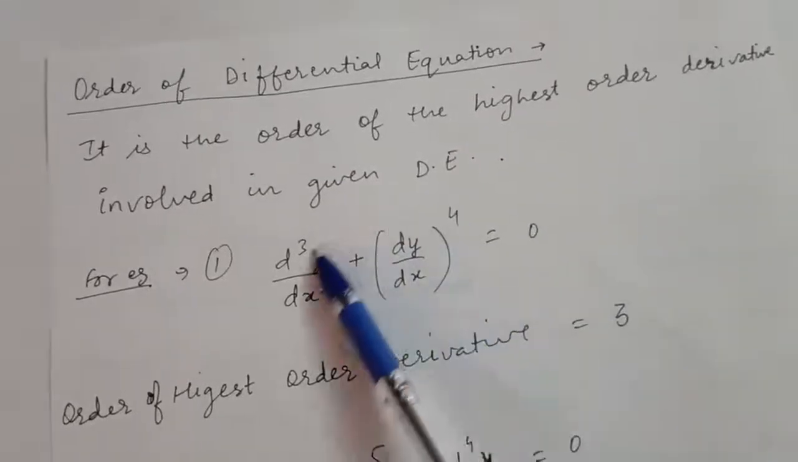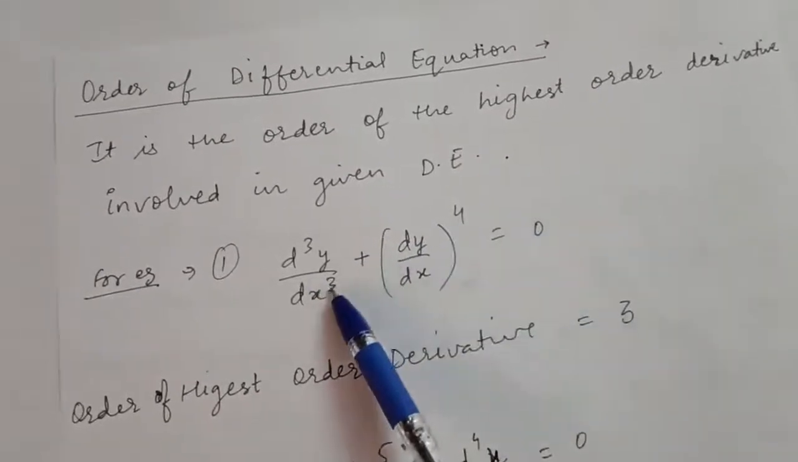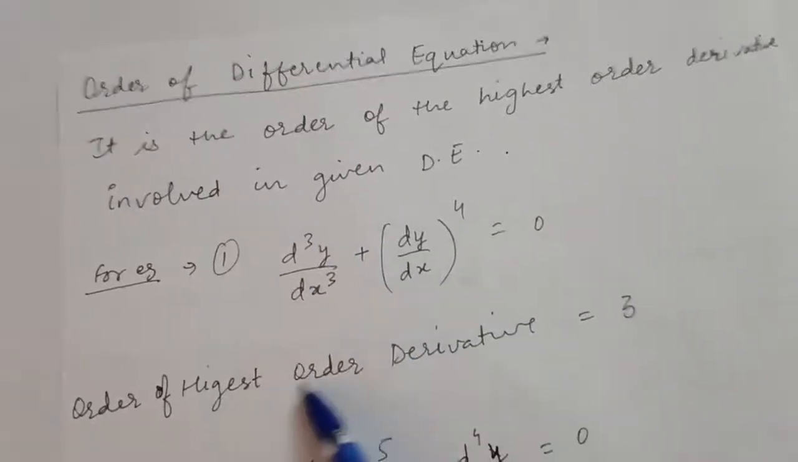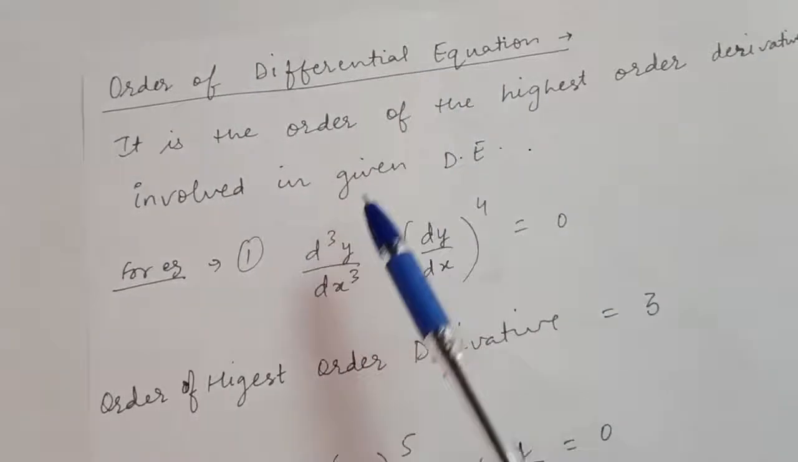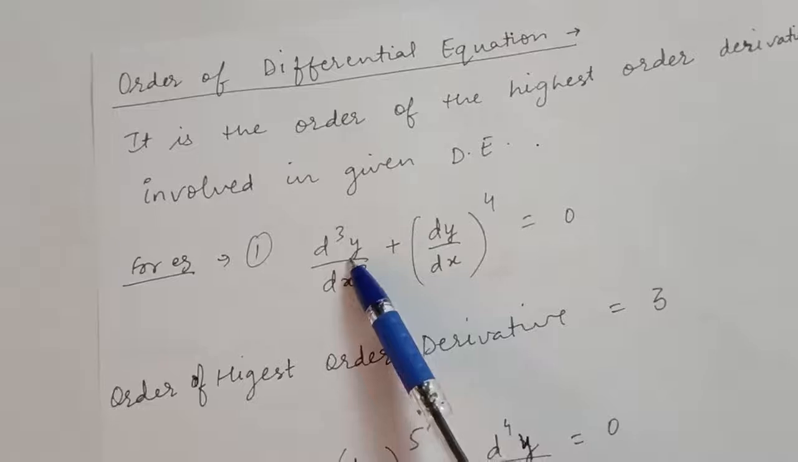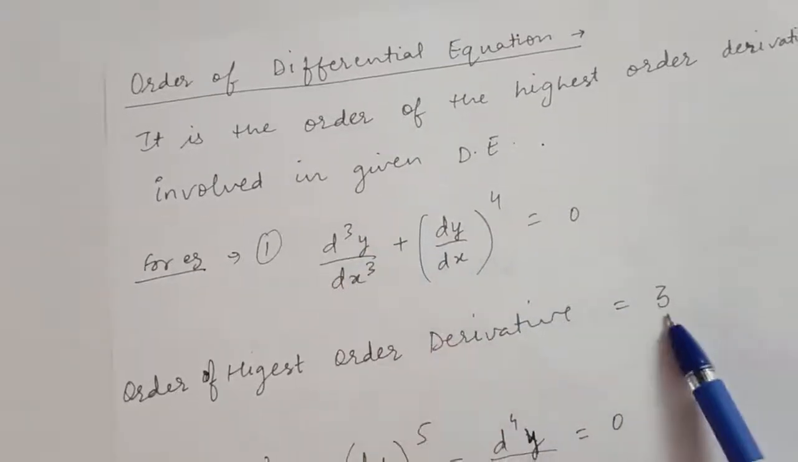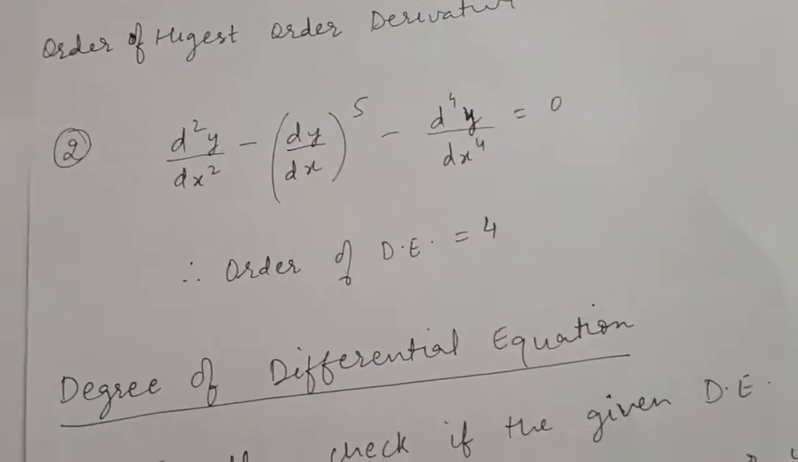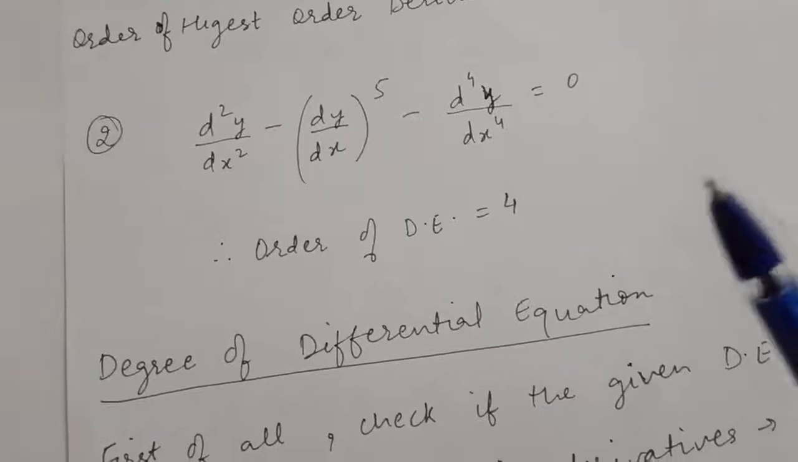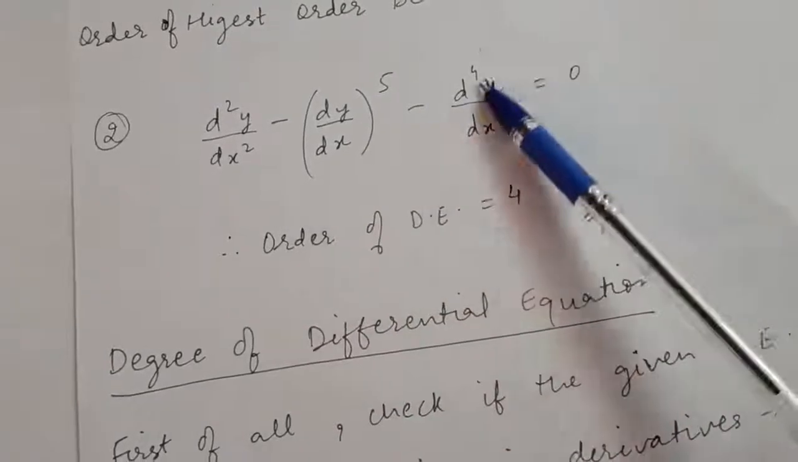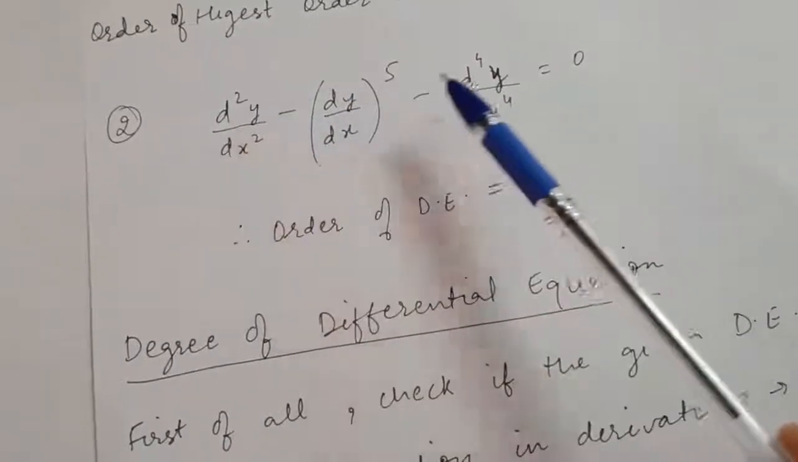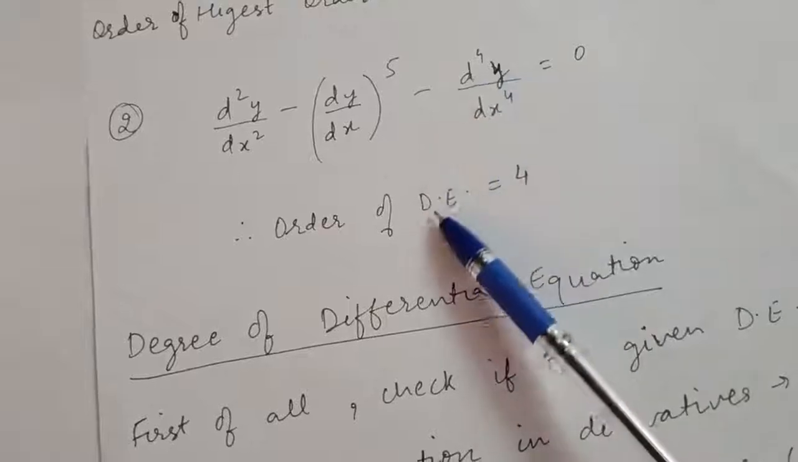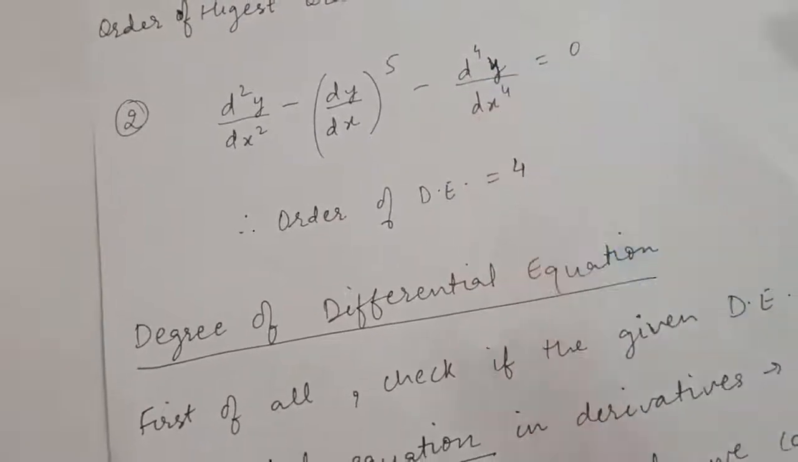For example, in this differential equation, highest order derivative is this. So its order is 3. So order of the differential equation will be order of the highest order derivative, which is 3. See in the next one here, the highest order derivative present in this differential equation is this. This is first order derivative, this is second order derivative, and this is fourth order derivative. So order of the differential equation will be 4.